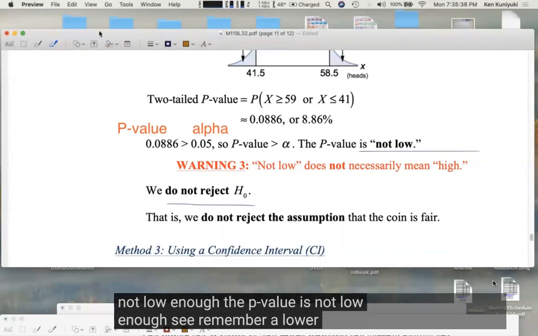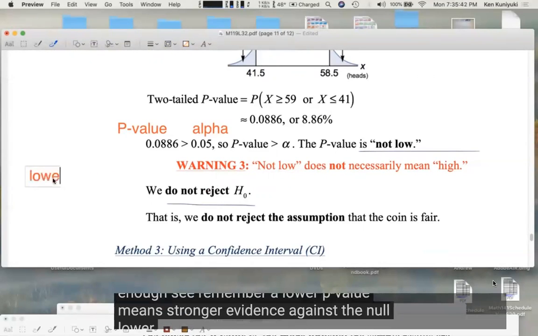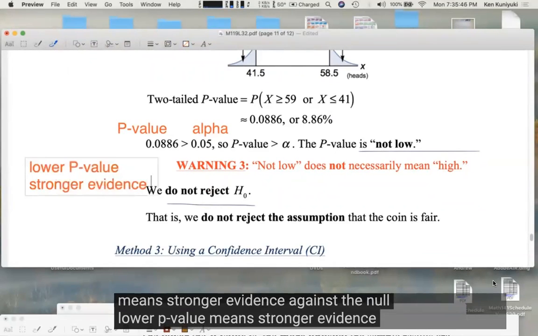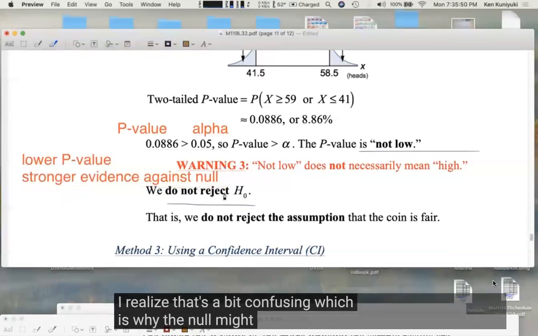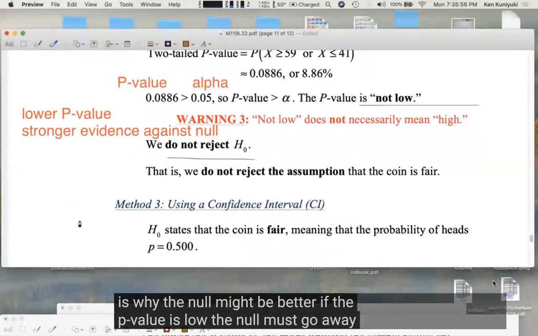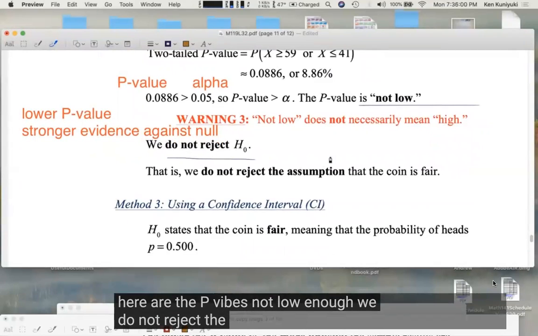See, remember, a lower p-value means stronger evidence against the null. I realize that's a bit confusing, which is why the null might be better. If the p-value is low, the null must go away. Here, the p-value is not low enough. We do not reject the null. We do not reject the assumption the coin is fair.